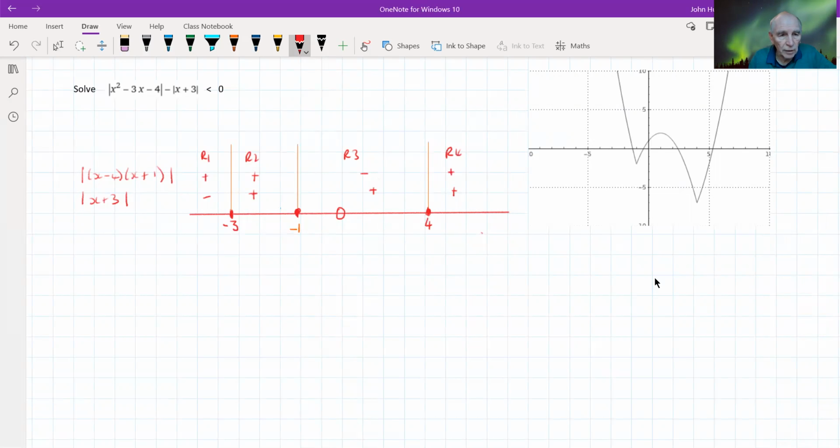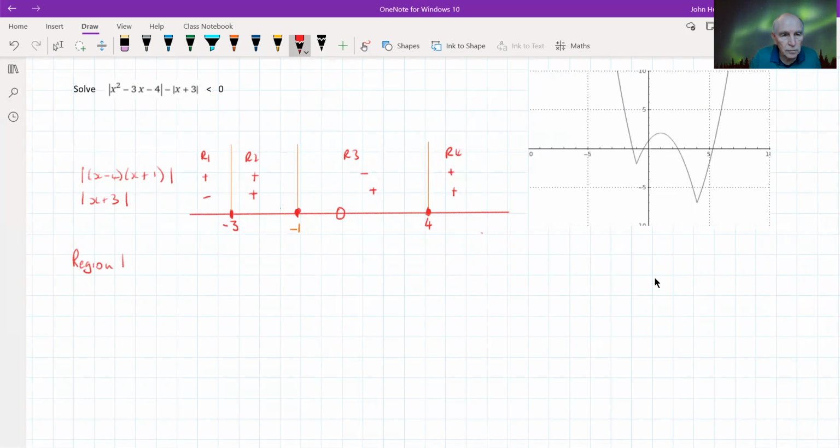Now, the behavior of each of these absolute values depends on which region it is, because if, for instance, we're in region 1 here, then with this absolute value of x plus 3, you can take away the absolute value signs and just substitute a minus sign. So let's just work through that. We've got to do each region in turn. So let's just do region 1 to start with.